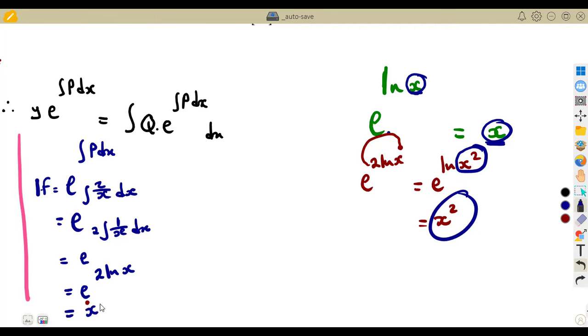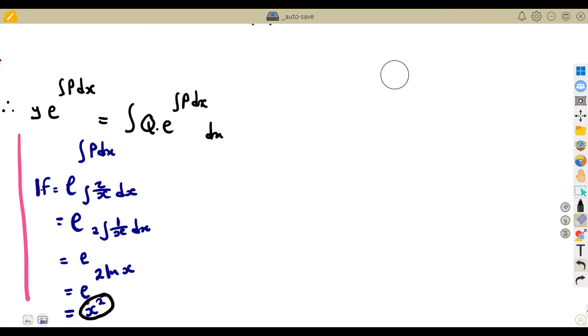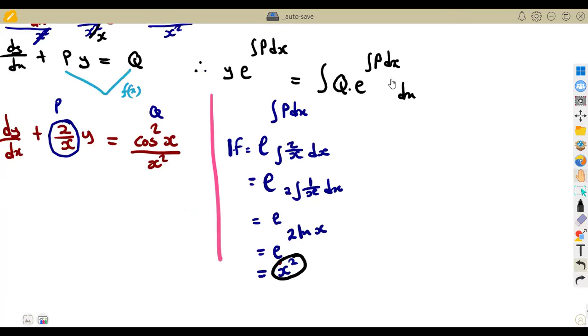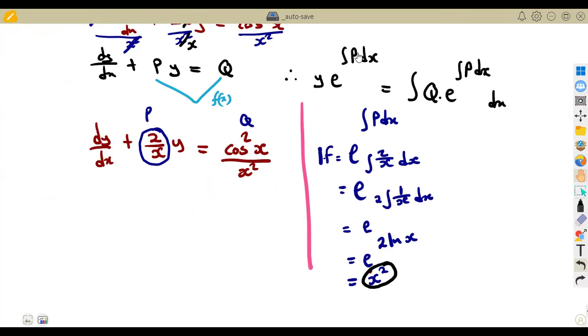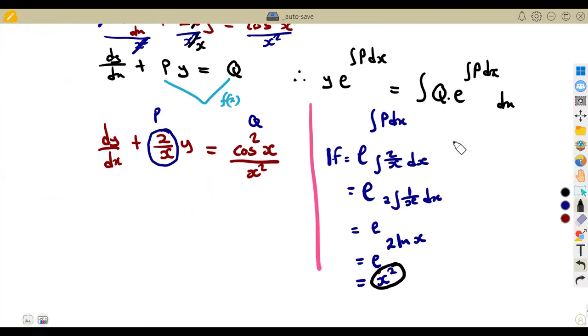So you wonder, where is this x squared coming from? We are applying our laws from our exponents, all right? e to the exponent of ln x gives us x. So we can simplify that further. So that means wherever we see e to the exponent of this integral of p, we are going to substitute x squared. So that is our formula that we are going to have here.